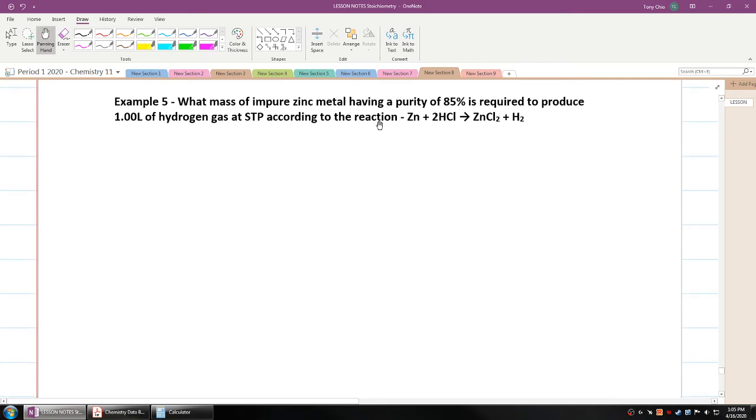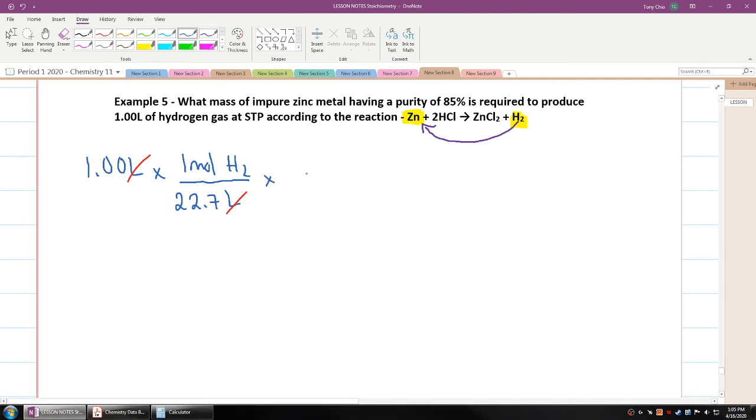Okay, so you're trying to find the mass of zinc metal, which is right here. But you're given your hydrogen already. So you're going to go from a product to a reactant. So you're trying to find the mass of impure zinc this time. In this case, because you're given your product, it's 1 liter of hydrogen gas. Well, because it's STP, you could use STP to solve: 1 mole of hydrogen gas over 22.7 liters. That will cancel your liters.